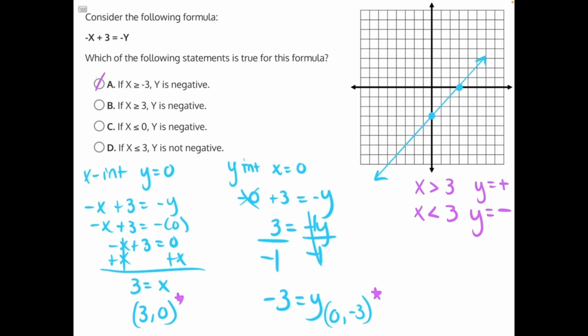B says if x is greater than positive 3, our intercept right here, then y is negative. Well, this is also incorrect because all the values greater than our intercept are positive, not negative.